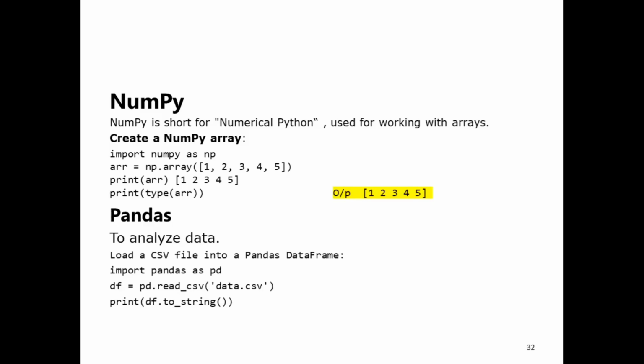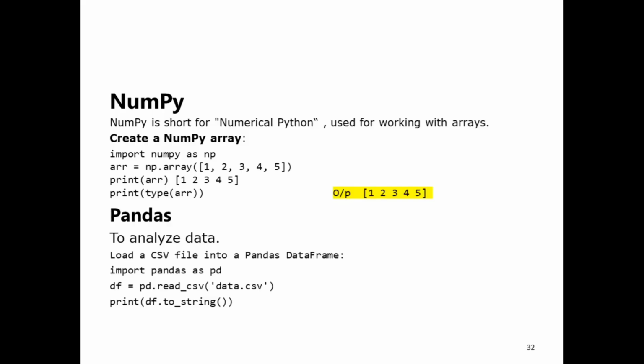The syntax for creating the array is np.array. Array is the function, np is the package name. So under NumPy, whatever function you want to use, you have to refer to the NumPy object. So np.array, then you have to specify the square bracket.